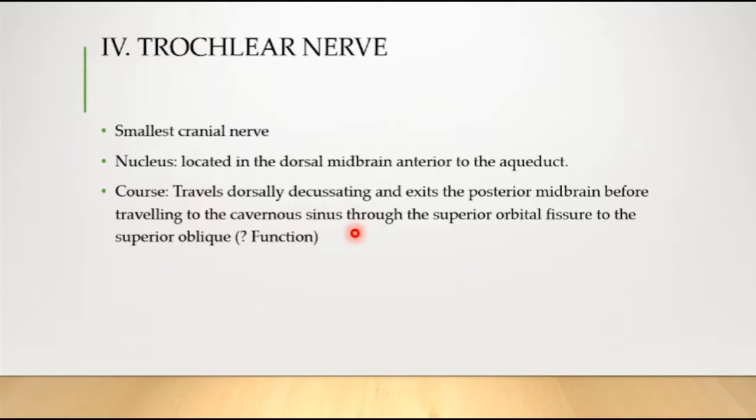Then the trochlear nerve. This is the smallest nerve, and the nucleus is located in the dorsal midbrain anterior to the aqueduct. It travels dorsally, decussating, and exits the posterior midbrain before traveling to the cavernous sinus, which is important, and through the superior orbital fissure to the superior oblique. What's the function of the superior oblique?